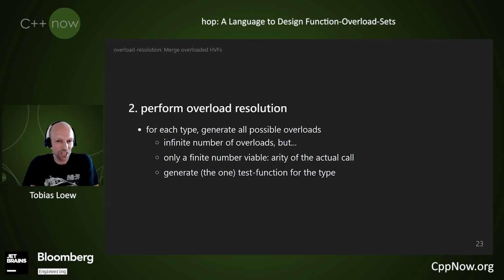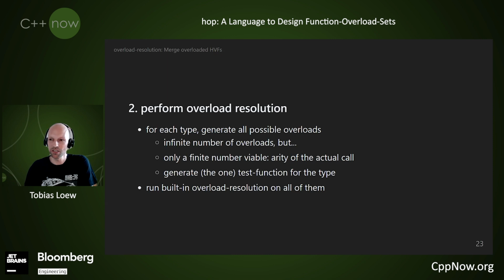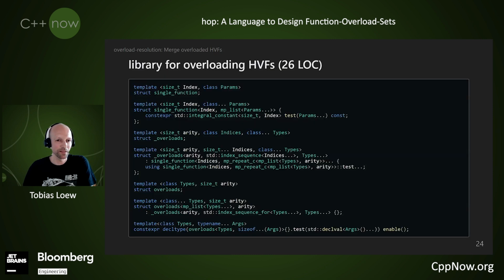So we will generate one test function of the right arity for each type. This would mean, in our case, we have to generate 2 functions, one with ints, one with floats. Then we will run built-in overload resolution on those 2 test functions. Okay, and now step back. This is a complete library for doing homogeneous variadic functions in C++17.